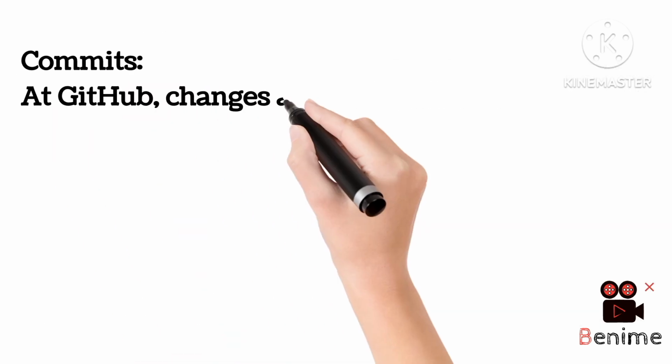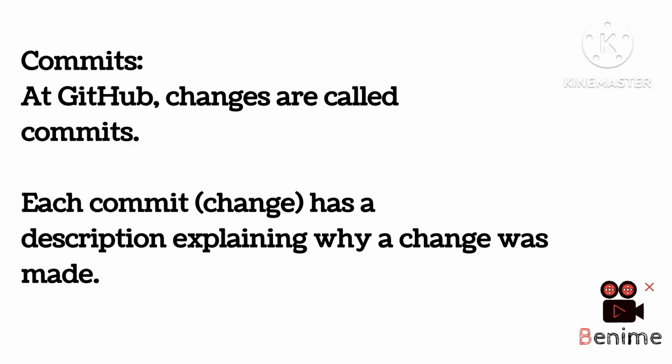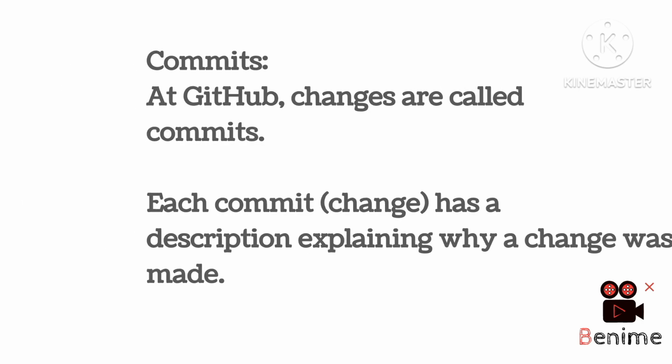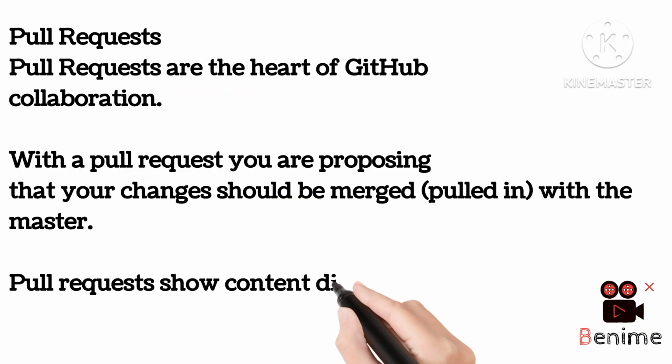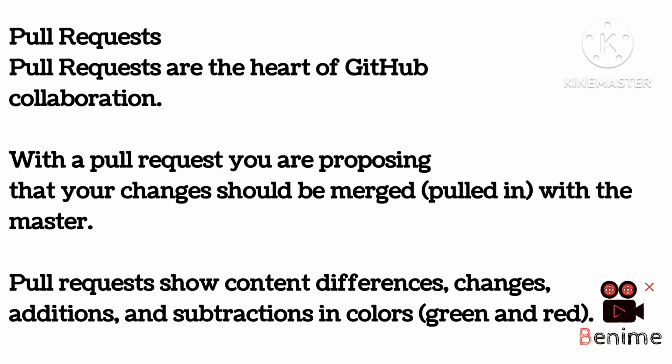Commits. At GitHub, changes are called commits. Each commit or change has a description explaining why a change was made. Now, pull requests. Pull requests are the heart of GitHub collaboration. With a pull request, you are proposing that your changes should be merged, pulled in, with the master. Pull requests show content differences, changes, additions, and subtractions in the colors green and red.